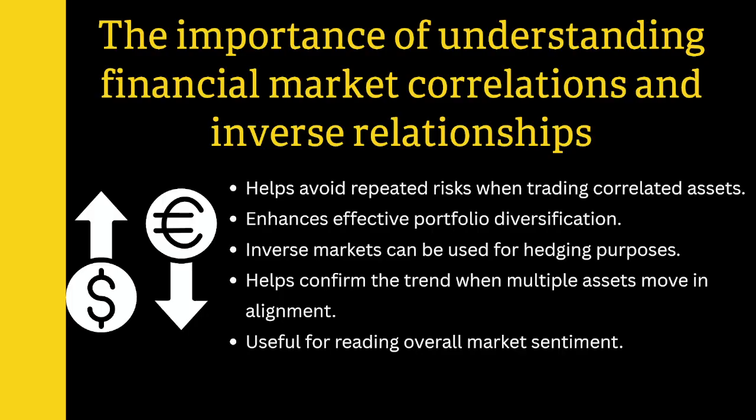But it needs to be done in a way to be profitable, because if you buy here and sell here on the same market, then you will be break even. Whatever makes you profit, the other trade will make you lose. But it needs to be done in a specific way. We will cover it later on in the course. But understanding correlations of the markets and financial markets can help you hedge. It can also help you confirm the trend when multiple assets move in alignment, like we just stated. And also lastly, it's useful for reading overall market sentiment.